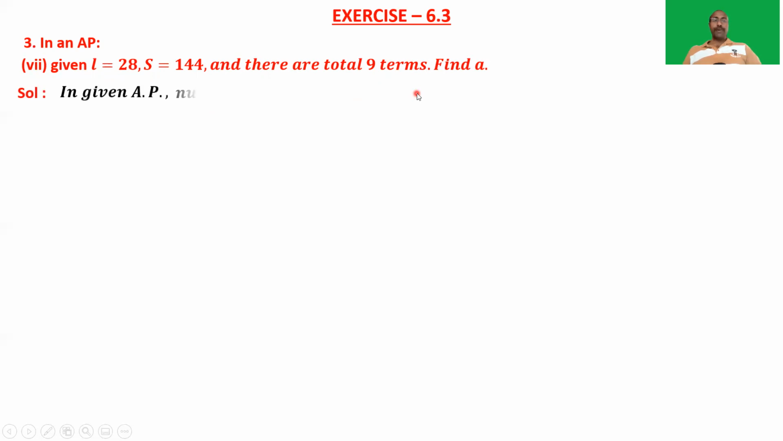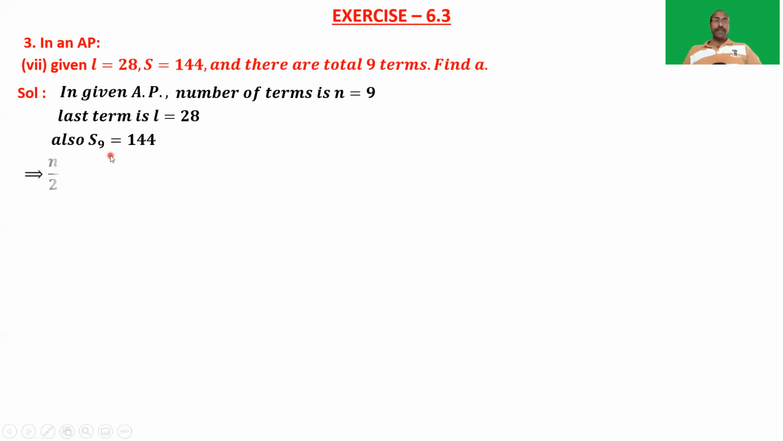So in given progression, number of terms n is equal to 9. Last term, that is L or An is equal to 28. A9 is equal to 28. Also, it is given that sum of these 9 terms is 144. And we have the formula to find sum of n terms is n by 2 into a plus l. So n by 2 into a plus l is equal to 144. Now substitute n is equal to 9 and l is equal to 28. So 9 by 2 into a plus 28 is equal to 144.